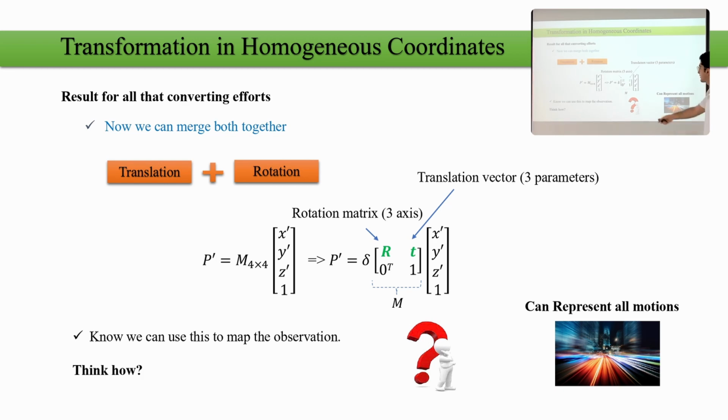So the question is, now we can use this to map the observation. Why? Because when your robot is moving in the environment, of course everything is getting closer, and based on that, you can plot it. You can map it in 2D or 3D based on the need.